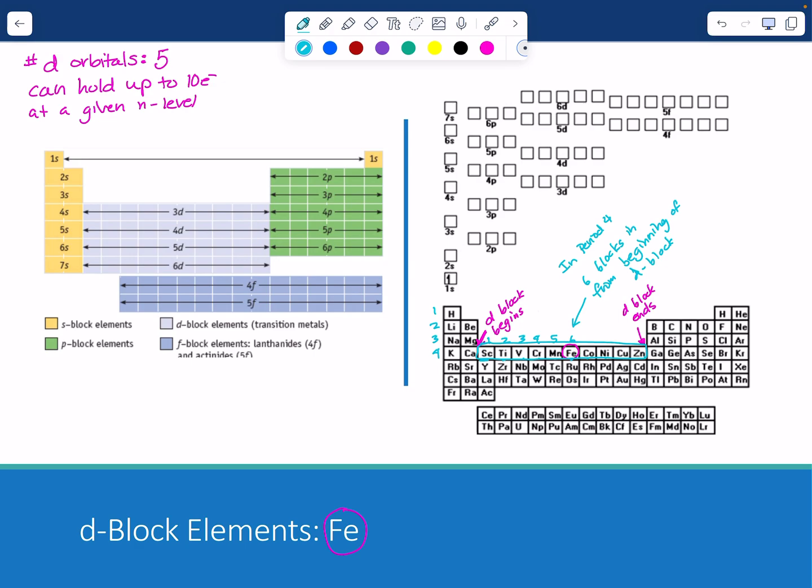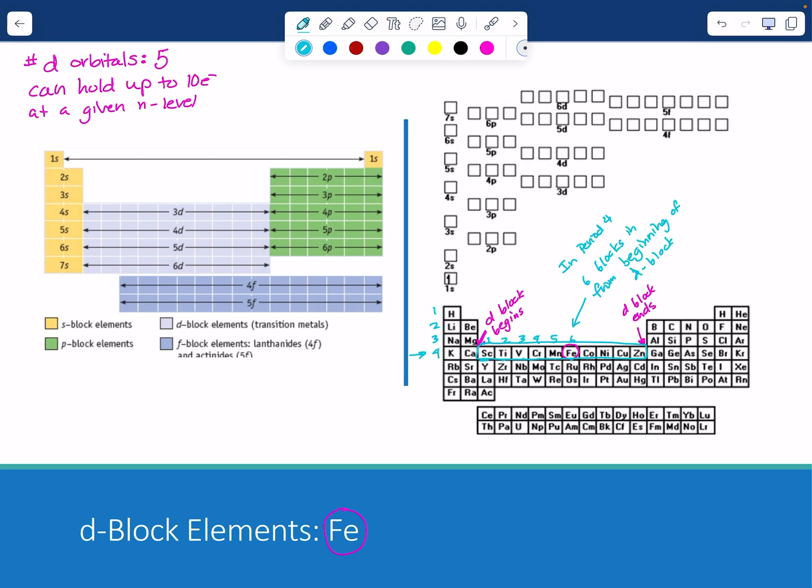subshell. And the d orbitals that we're going to fill are going to be 1 number less than your row. So our s orbitals are going to be 4s, but our d orbitals are going to be 3d. That's the one trick when you're doing d block things. The n number is going to be 1 less than the row that they're in.